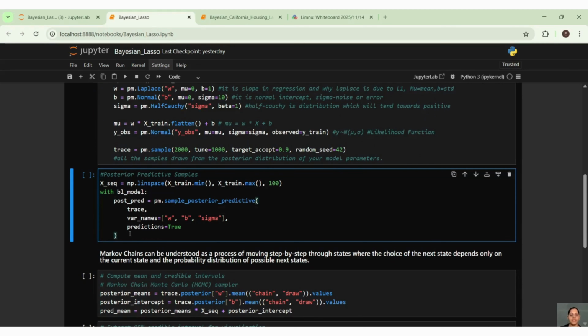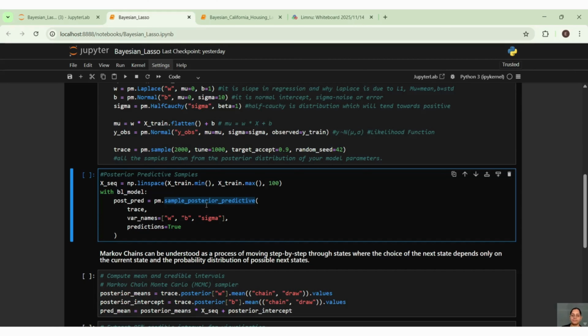Now we can get my posterior part. So how are we getting the posterior part? We are taking the X sequence, we are taking the X train, then mean and max and 100. Then we are taking the model, then we are predicting our posterior. How are we predicting? We have the sample posterior predictive method.